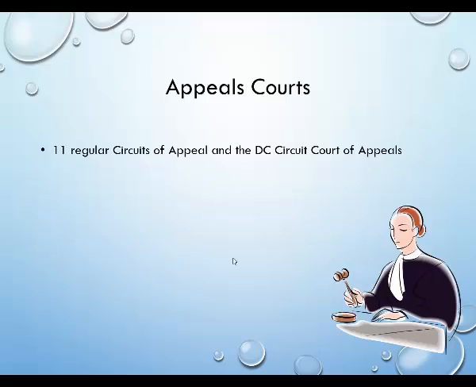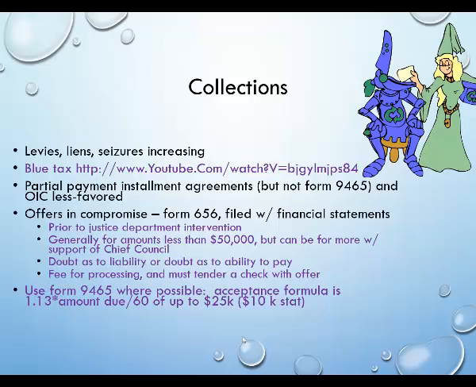There are 11 circuits of appeal in Texas. We are in the 11th circuit, which is only three states, Texas being the largest of the two. We get a lot of, although Louisiana hears a lot of cases. There's also the DC Circuit Court of Appeals. That's as much as you need to know about appeals court at this time. And from there, you could go to Supreme Court.